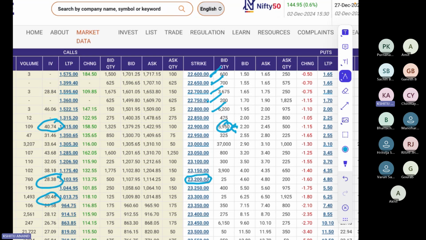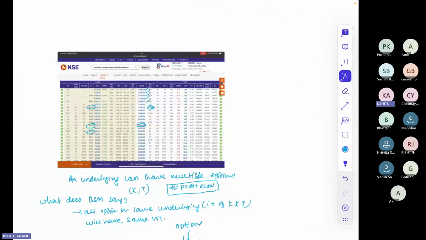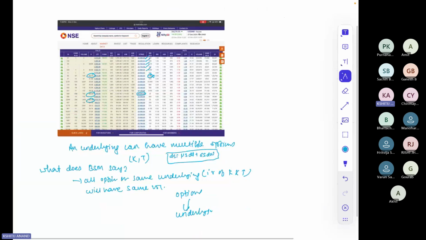Is it possible? No. Isn't it a contradiction, right? That is the problem. Implied volatility for all the options should be the same because they are on the same underlying. Why should the volatility change with K and T, right? Because volatility nowhere comes as a property of the option. Volatility was the property of the underlying. Is it clear, everyone? This is the most crucial point right now.